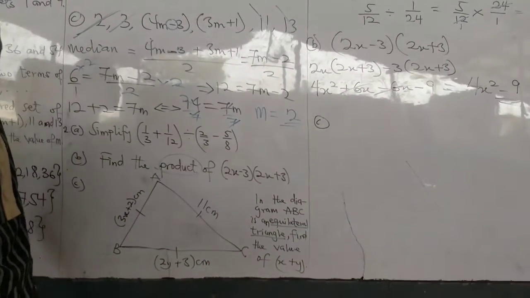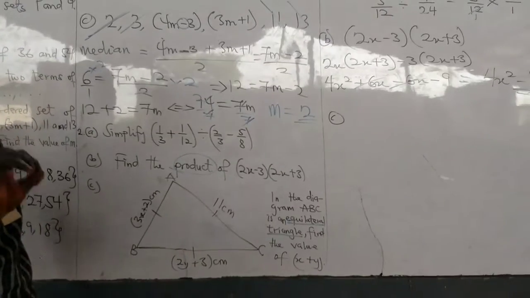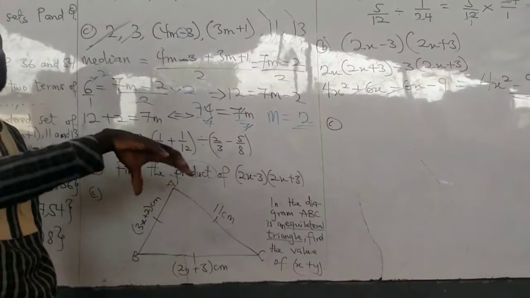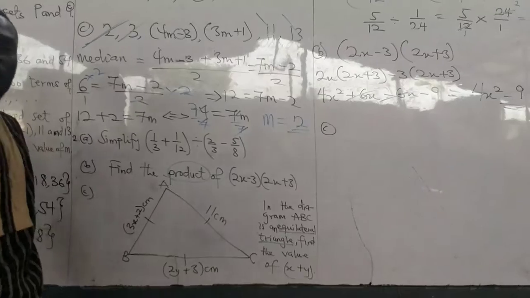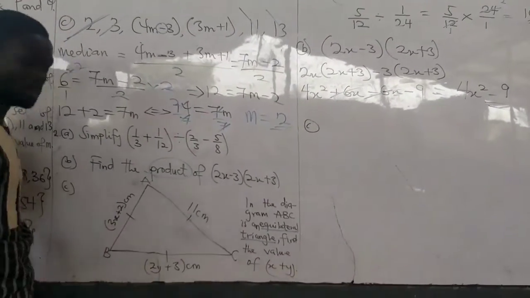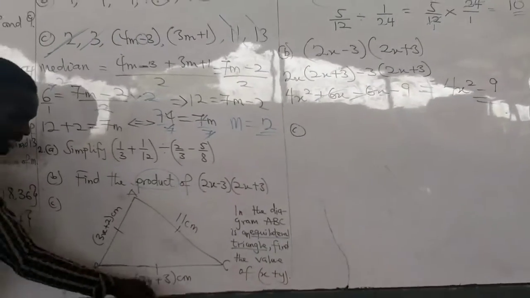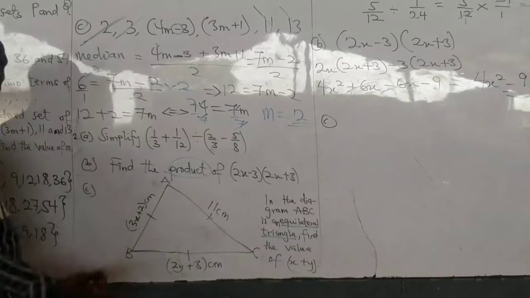What is an equilateral triangle? An equilateral triangle is a triangle having all the 3 sides to be equal. All the 3 sides are equal, so they are the same. So if this side is 11, then it means this side is 11. It means this side is also 11.